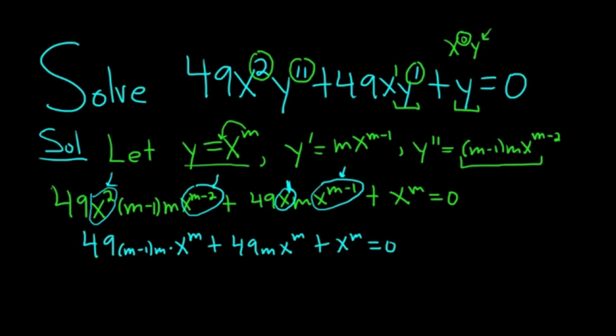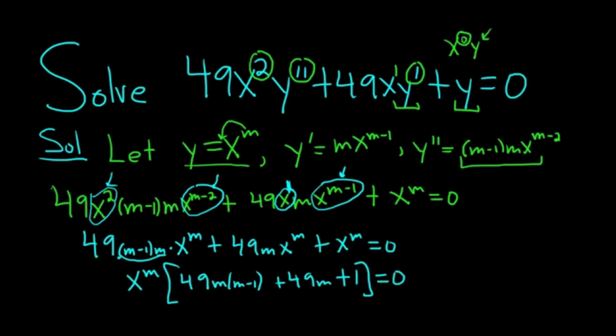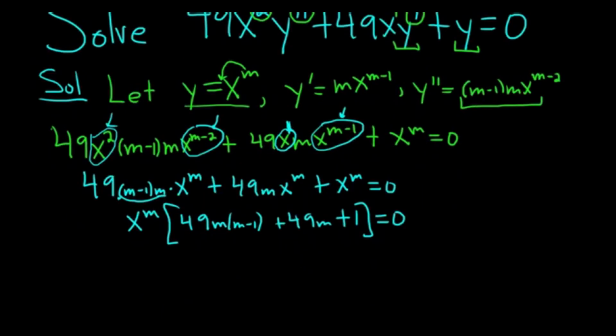So now what you do is you pull out an x to the m. So x to the m, this will be 49 m minus 1. I wrote it a little bit differently. I just put the m in the front, plus 49m plus 1, and that's equal to 0. So at this point, you can simply divide by x to the m. So we divide both sides by x to the m, so these cancel. So let's go ahead and distribute this.